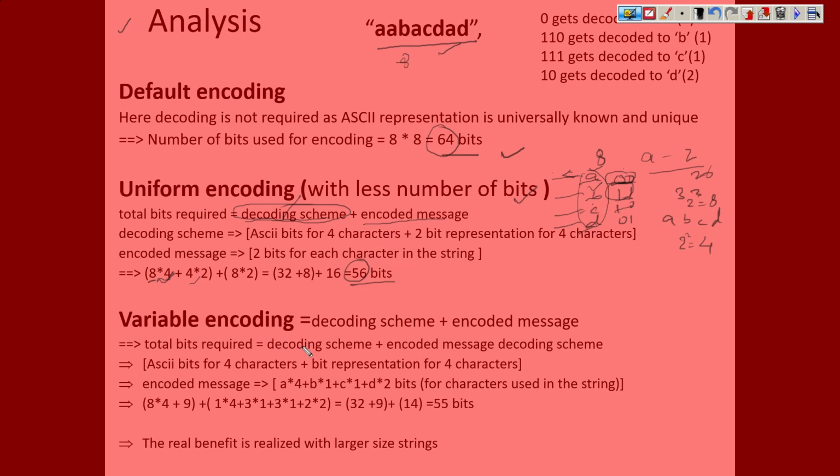Now, variable encoding. Variable encoding makes sense when we are sending a large amount of data, and we have realized that some of the characters are very frequently used, which is very general when we send data. So for the characters which are frequently used, we can come up with the logic of assigning a lower bit representation, and the ones which occur very rarely can have a larger bit representation.